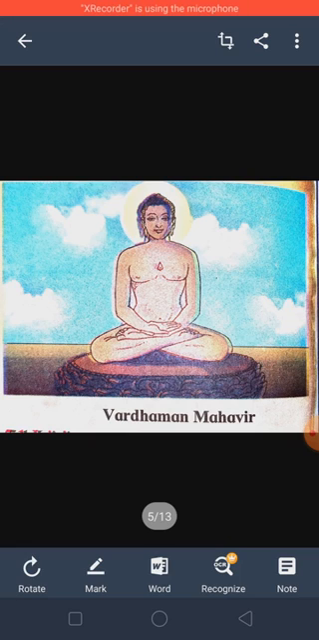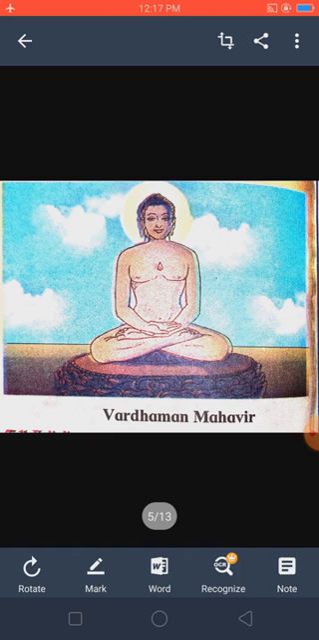Aparigraha means non-attachment. Aparigraha means not hoarding or accumulating anything in any way. Brahmacharya means living with bodily restraint and following the vows.